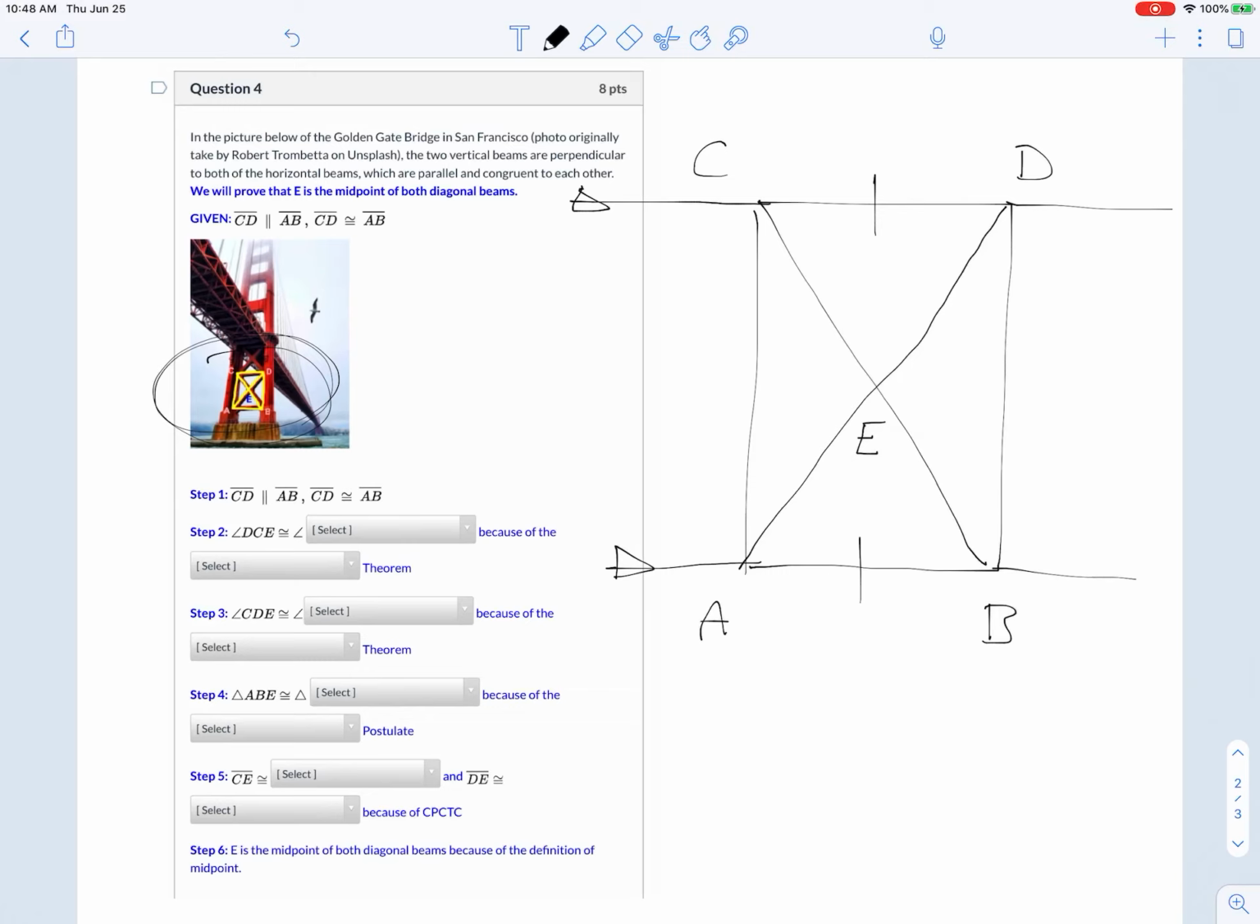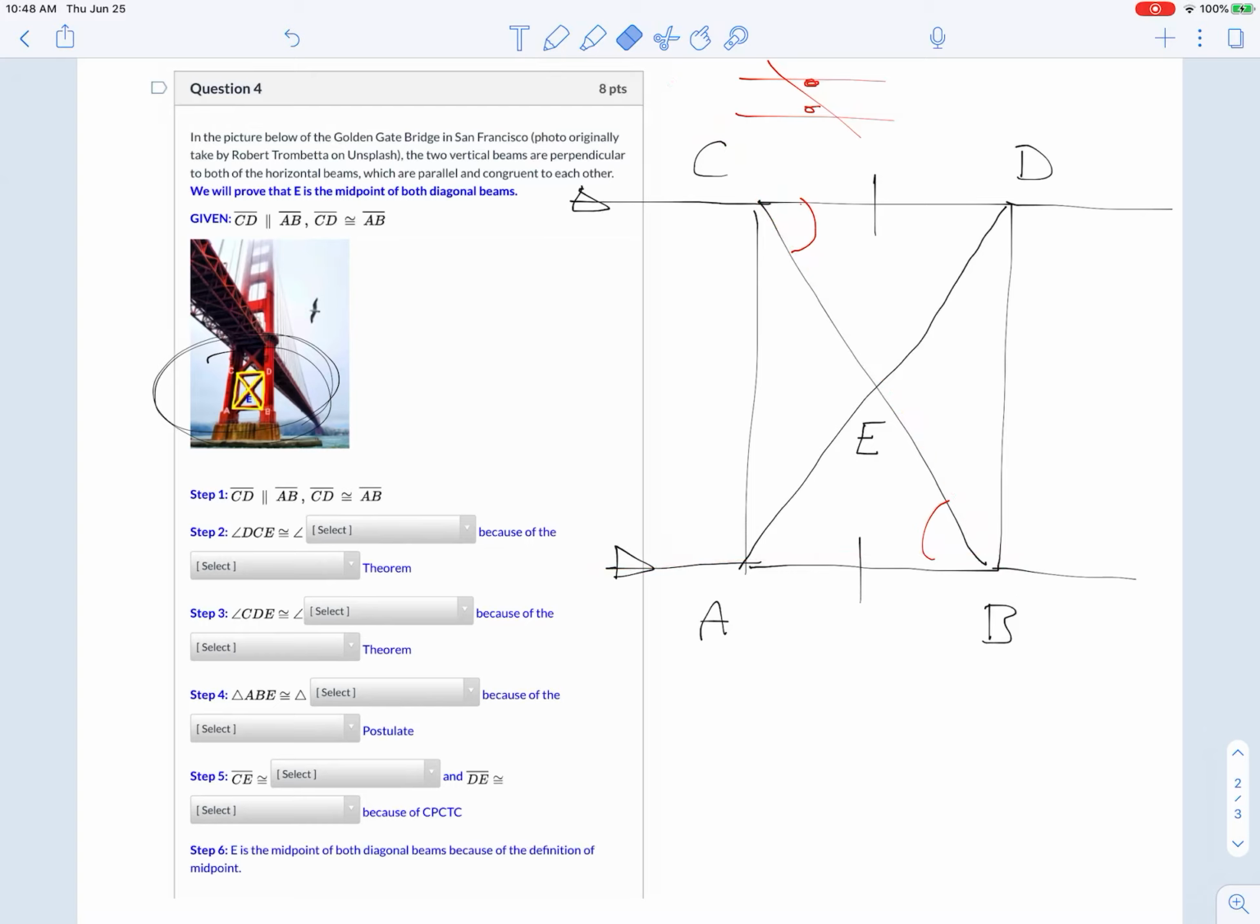Before we fill in any of these things, let's go with the relationships. Let's write in what we know. When parallel lines are cut by a transversal, I'm going to work with this transversal here. Alternate interior angles are congruent. So I'm looking at this relationship here. Alternate interior angles. I'm going to make 1 mark here and 1 mark there. Those are congruent.